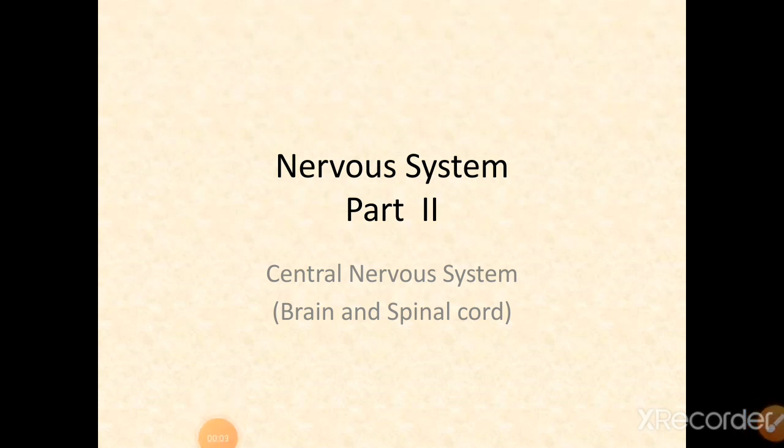Welcome to biology class. Today we are going to start the nervous system, the second part of the nervous system. The first part we have already done. In the last class we covered coordination, the types of coordination, and the neuron, which is the structural and functional unit of life, and the types of neurons and nerves. Today we are going to do the brain and the spinal cord.